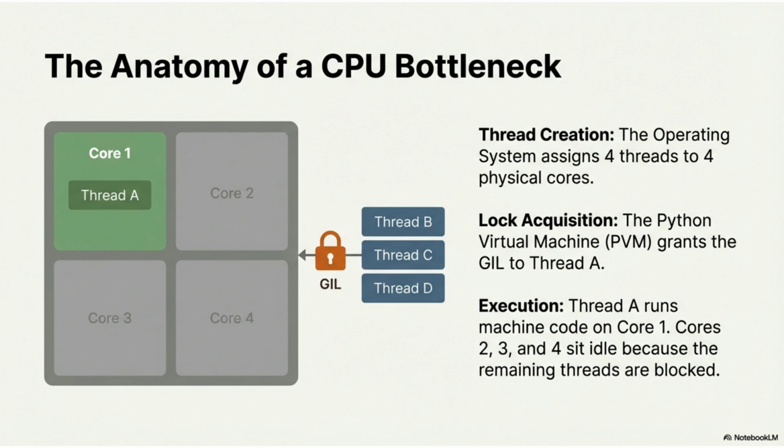In the anatomy of a CPU bottleneck, the OS assigns 4 threads to 4 physical cores. The Python virtual machine grants the GIL to thread A, and it begins execution on core 1. Cores 2, 3, and 4 sit idle because the remaining threads are blocked.